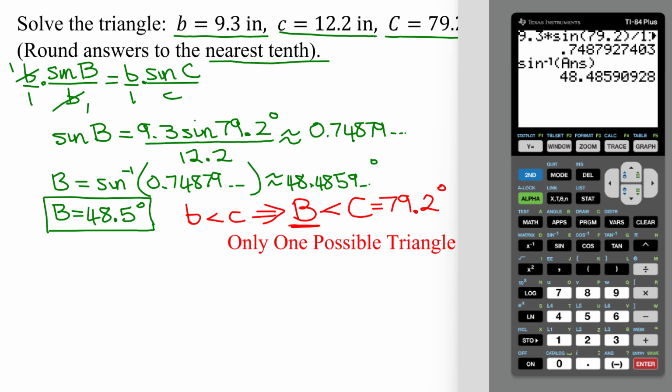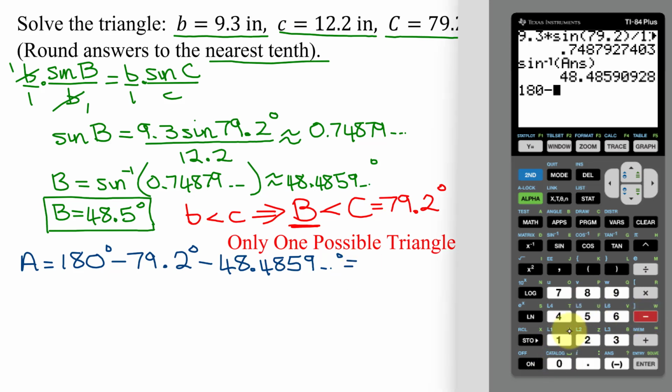And now to complete the solution for this triangle, I know 2 angles, so I can find the third using the sum of the angles have to add up to 180 degrees. So angle A is 180 degrees minus angle C of 79.2 degrees minus angle B, I want to use the more accurate version, 48.4859, etc. degrees.